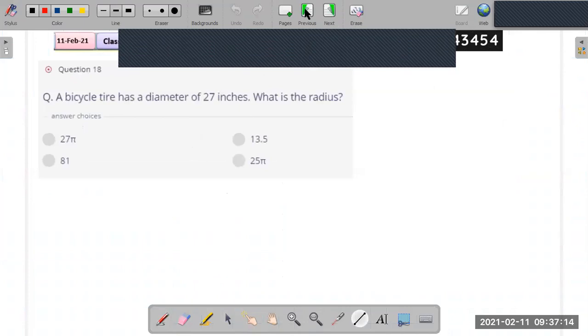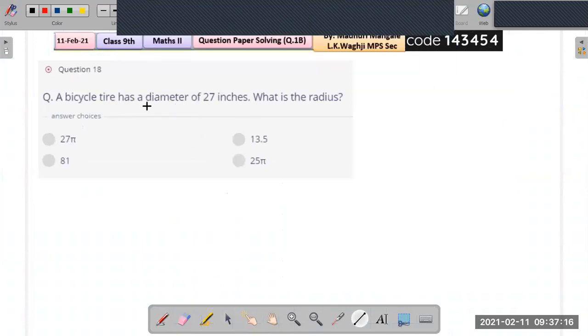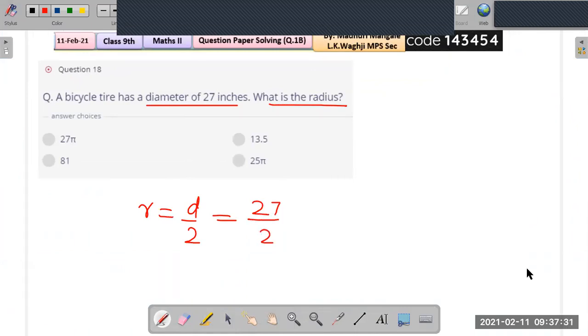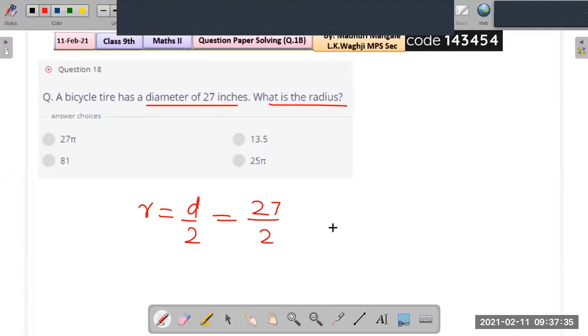Question number 18. A bicycle tire has a diameter of 27 inches. What is the radius? Okay, so we know radius equals half of diameter. Correct? Radius equals half of diameter. So half of 27. What is half of 27? Nothing can be easier than this. That is the question. Quickly go ahead and give it a try.